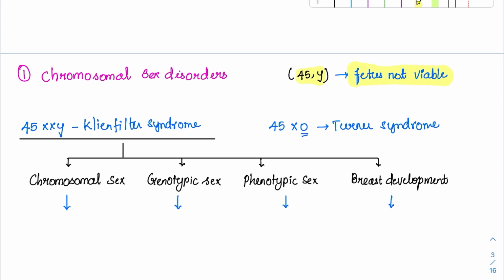That is why we don't find any disorder like that. We have 45XXY and 45XO. These are the two most common important chromosomal sexual disorders. Now coming to this, we will be discussing all the chromosomal sexual disorders under the following four subheadings.